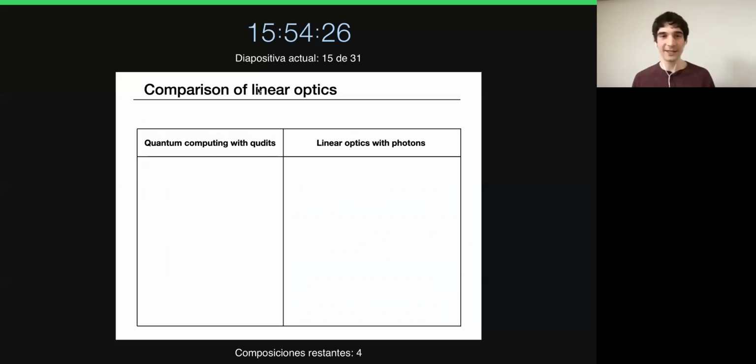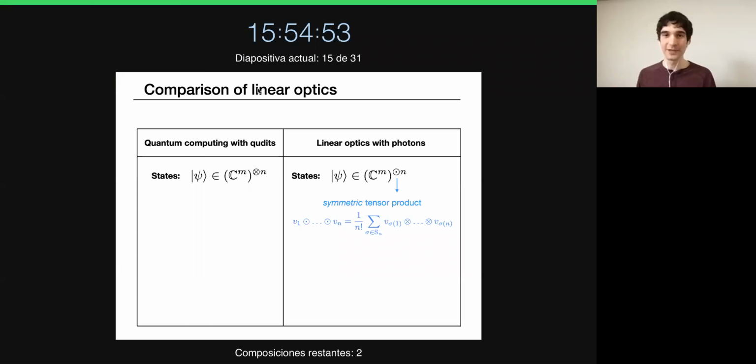So abstractly, I'm just going to describe it to you in contrast with quantum computing over qubits, so m-level systems. The states in normal quantum computing are n-fold tensor products of C^m, right? So you have n-fold tensor products of a state that has m levels. When you're doing linear optics with photons, because photons in nature are indistinguishable, you have to have some way of symmetrizing this expression. So your states are actually n-fold symmetric tensor products of C^m. So you're sort of averaging over all permutations of the tensor product.